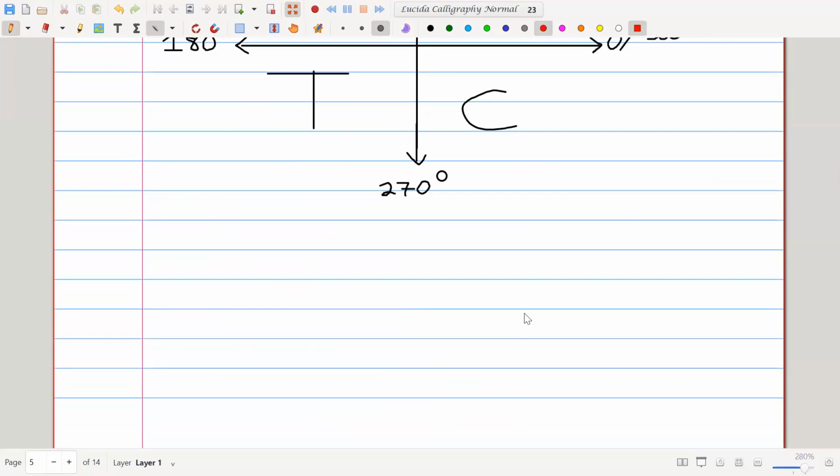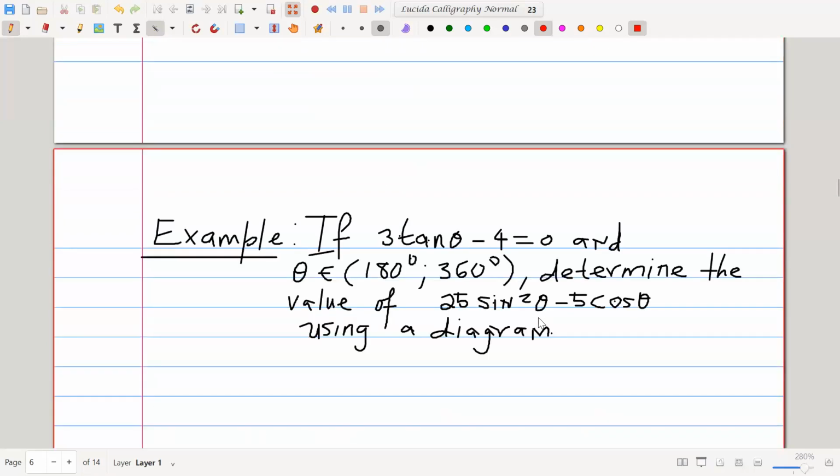So please learn this diagram by heart. This will help you a lot. So let's look at the example.